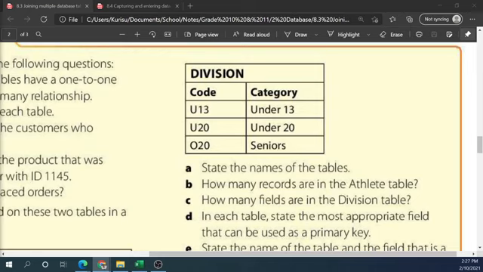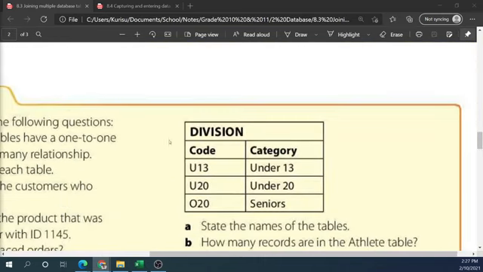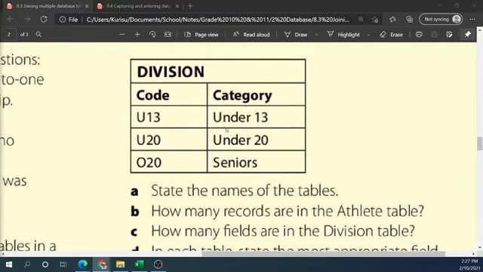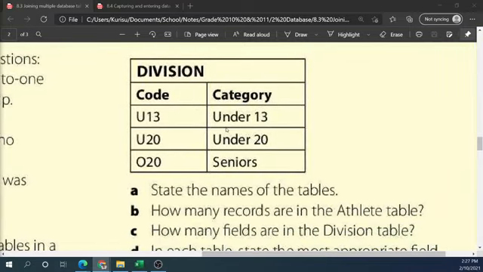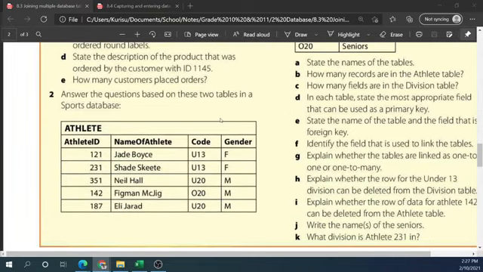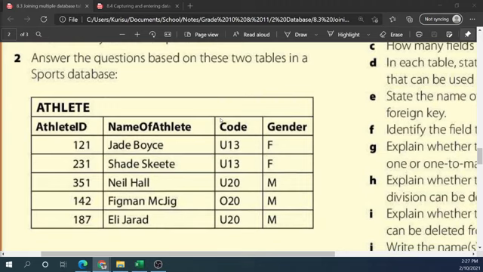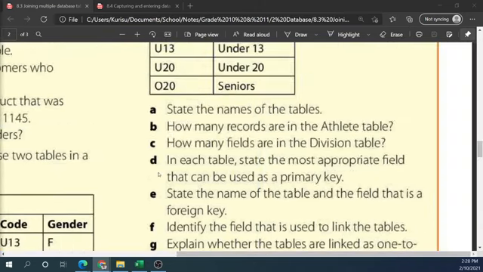Sir, athlete and division. That is correct. So we have the athlete table and we have the division table. Very good. So B, how many records are there in the athlete table? Sir, 5. Why 5? A record is a row of data. Very good. A record is a row of data, and you see 5 rows here, so that is 5 records.